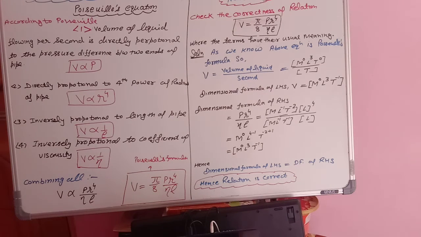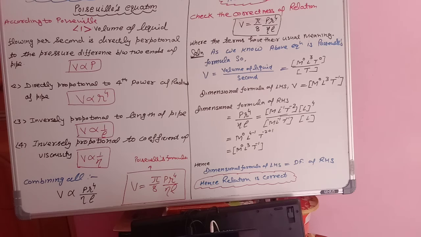Okay, so students, this is all about today's topic, that is Poiseuille's equation, and this topic is very important, especially from the numerical point of view. Many times they ask this question and students get confused about V. What is V here? Is it simply volume or something else? So here you need to keep in your mind that V is not simply volume. It is the volume of liquid flowing through a pipe per second. Per second means you have to divide by time in the dimensional formula.